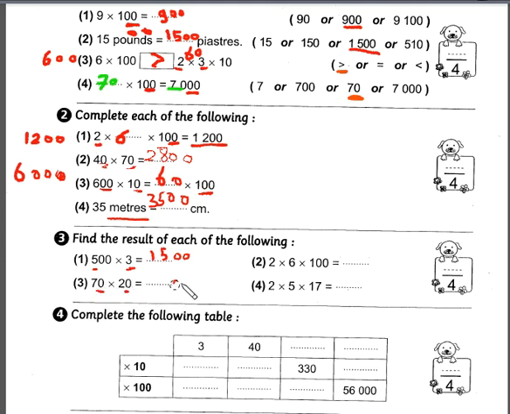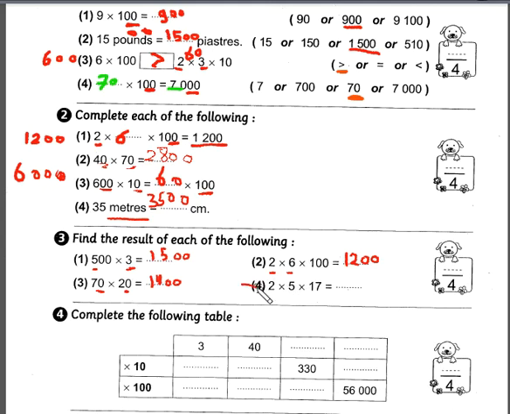Here we have 70 times 20, counting how many zeros? We have 2 zeros. So we'll say 7 times 2 equals 14. So the result here equals 1400. 2 times 6 equals 12. And here times 100. So we'll put 2 zeros from the right side. The final result equals 1200.